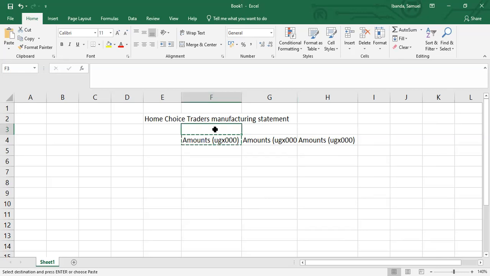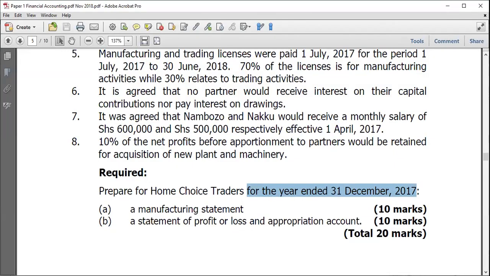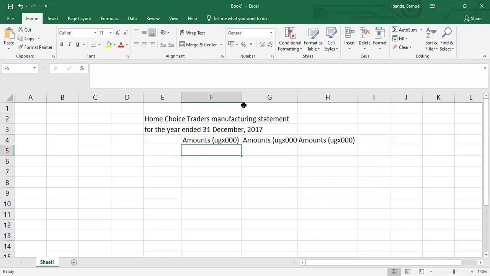Now, of course, a manufacturing statement, just like the way we have, is usually for the year ended 31st December 2017. So I'll not forget to include that, for the year ended, as part of my heading right there.